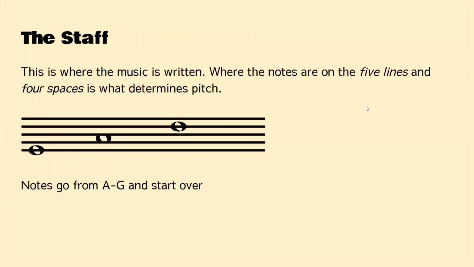Okay, the staff. This is where the music is written. You may know this already if you've played any instrument. There are 5 lines and 4 spaces always, and the notes go from A to G. The higher up you are on the staff, the higher the note will be. But how do you know what note it's going to be? Well, that's when we get into clefs.